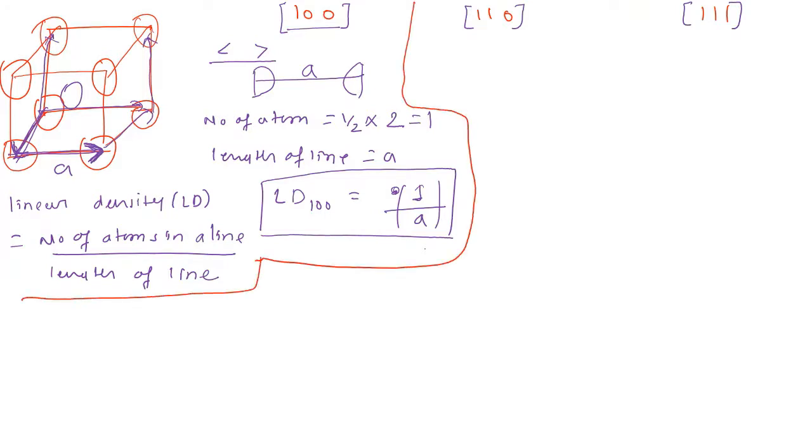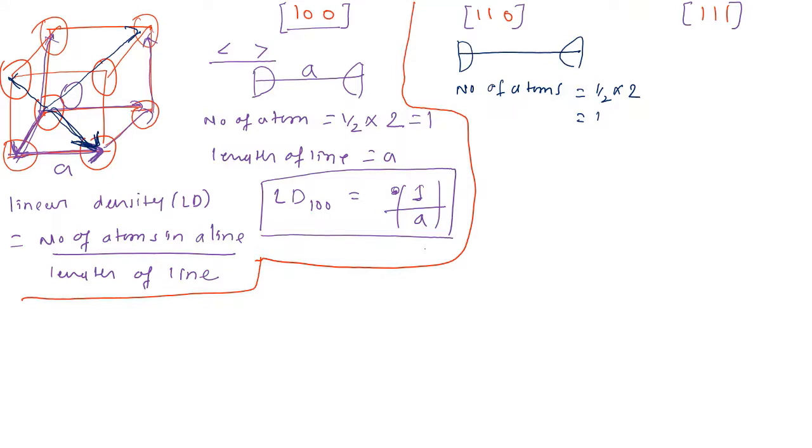Now we will calculate the linear density for 110. This one is the 110 direction, and this one is also a 110 direction. All these directions belong to the family of 110 directions. So let me take out the 110 direction. Again it will have two atoms, each atom contributing 1 by 2, so the total number of atoms is 1.